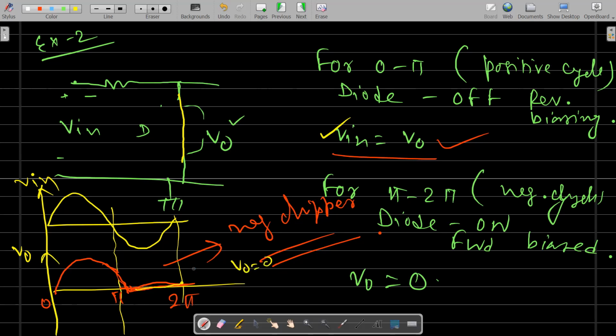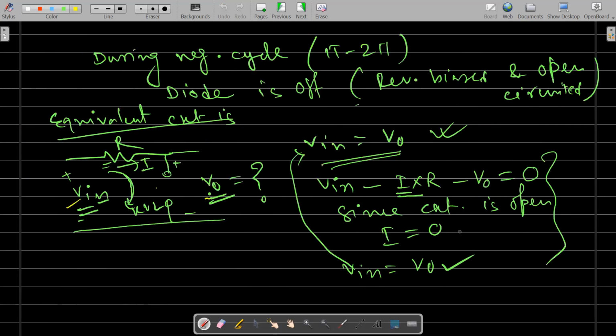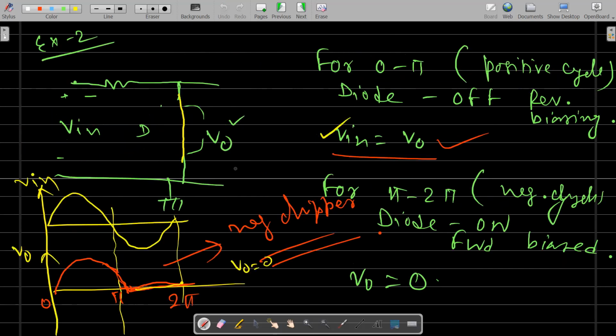So the output we are getting is just opposite. See here, the entire negative cycle is removed. The input negative cycle is here, but in the output, we are not getting any negative cycle. So we can say this one is a negative clipper. It removed the entire negative cycle.